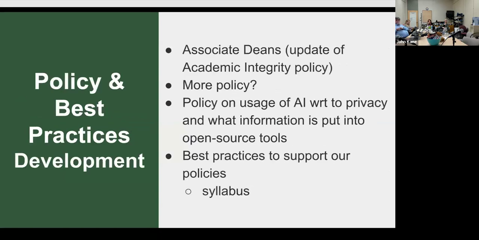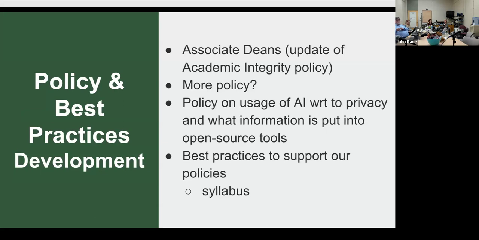I know that the associate deans are working on an update of the academic integrity policy. We'll need more policy, as I mentioned before, particularly with respect to privacy and what information should be in, and then best practices to support a policy. I'm talking there about syllabus language. I think business might have some, and the instructional designers suggested comments or directions that should be in syllabi for campus.